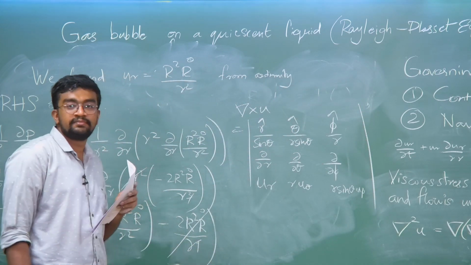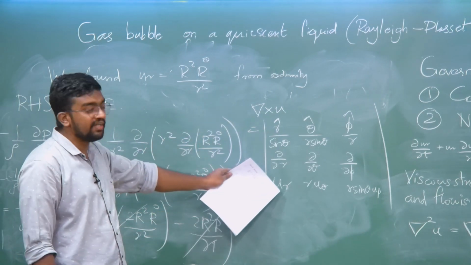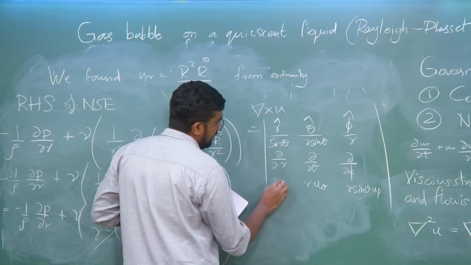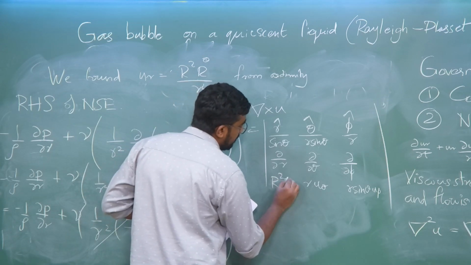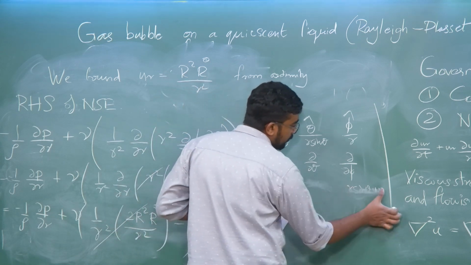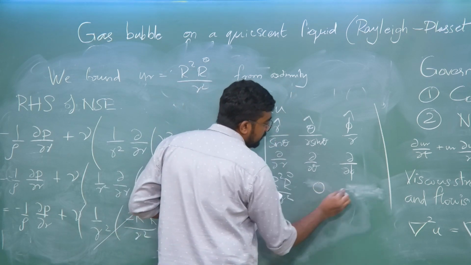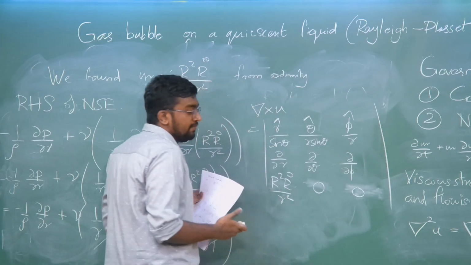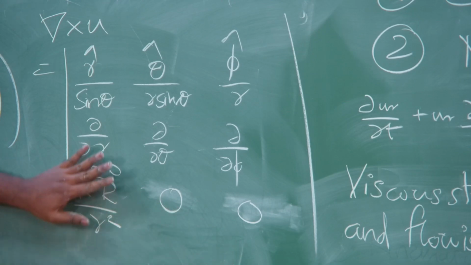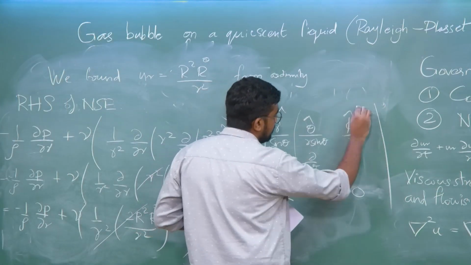Okay, you can substitute this ur value alone. Ur value here is that expression, R square R dot by small r square. U theta and u phi are both 0. So essentially you need to calculate only this matrix.